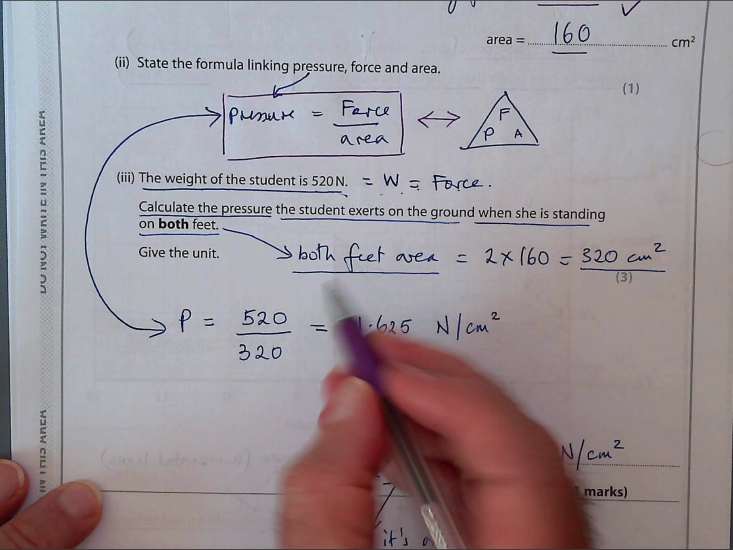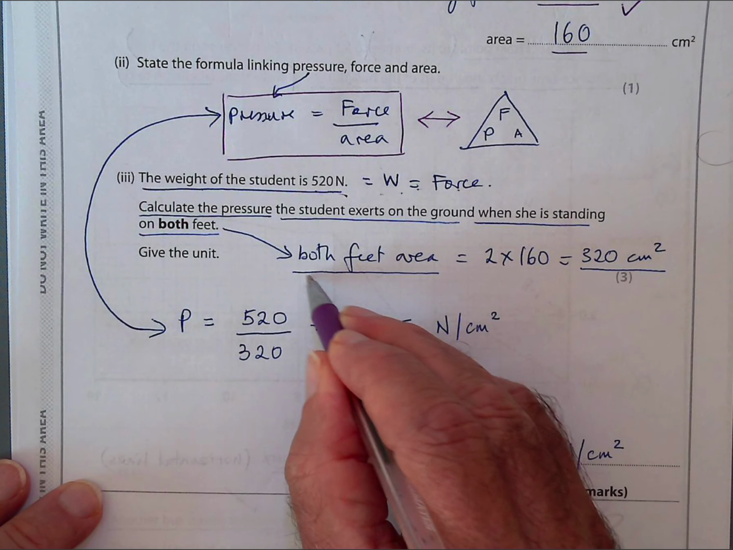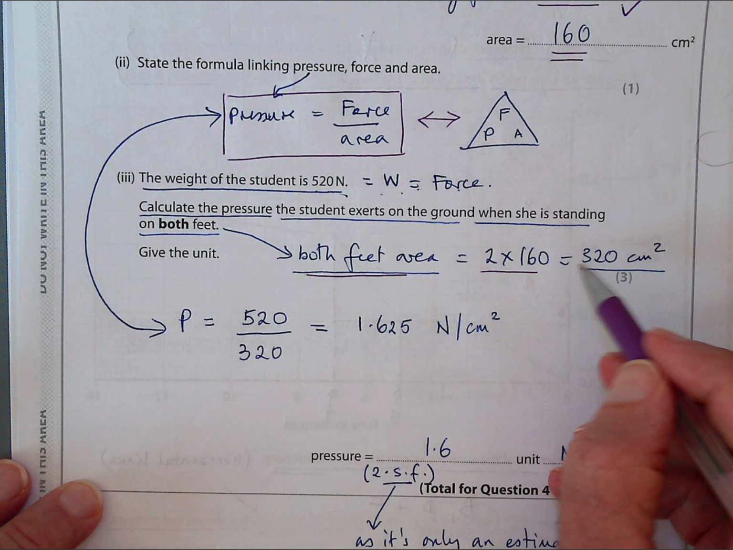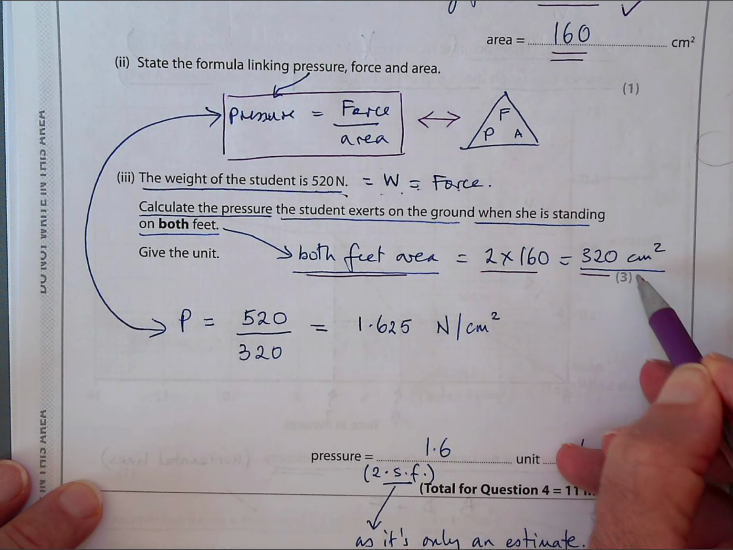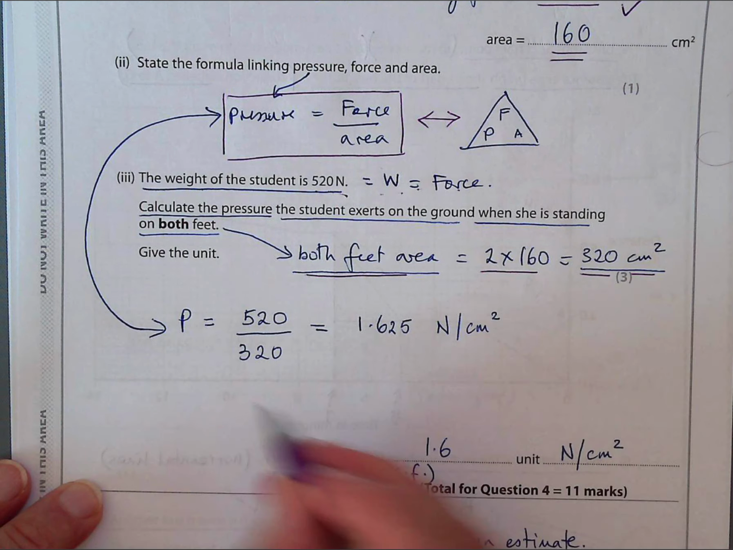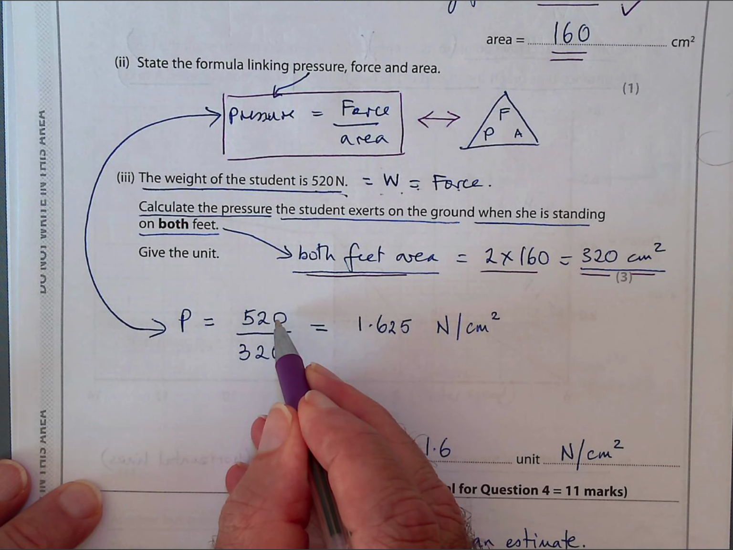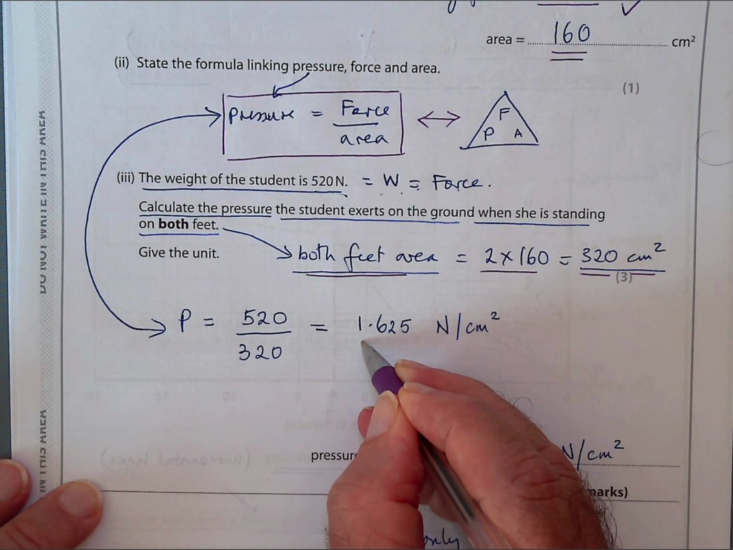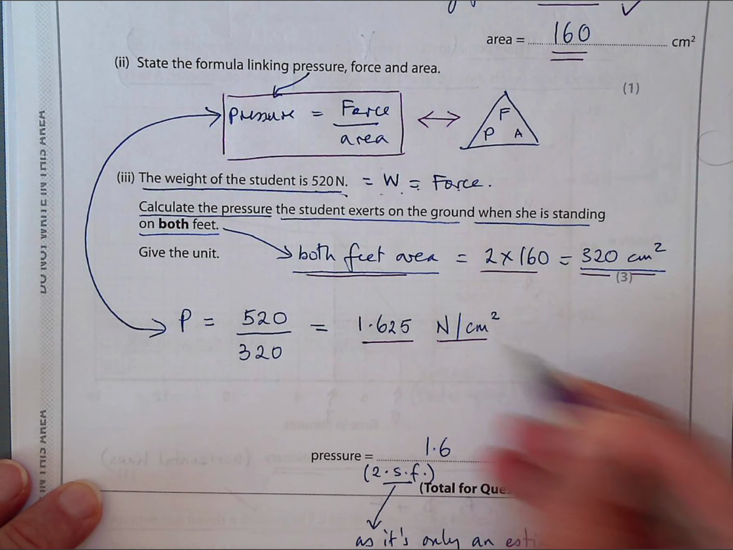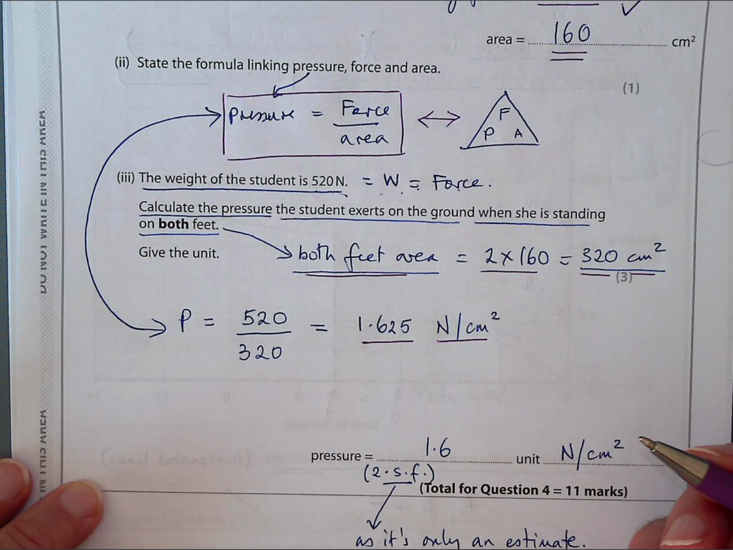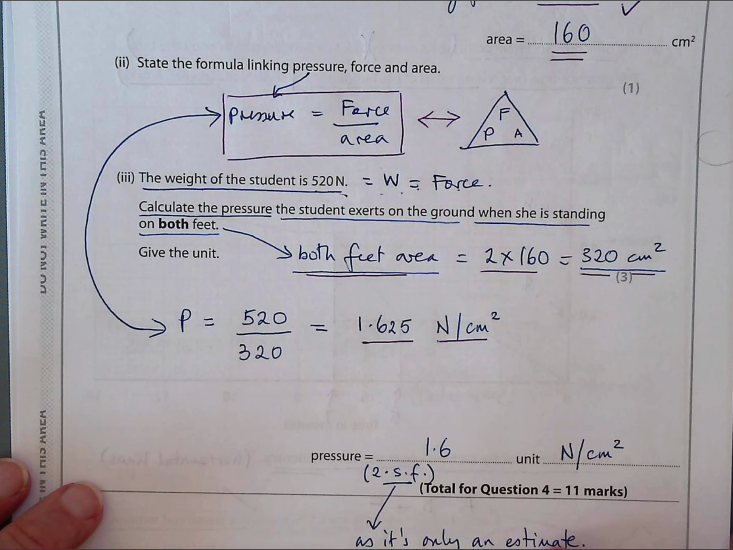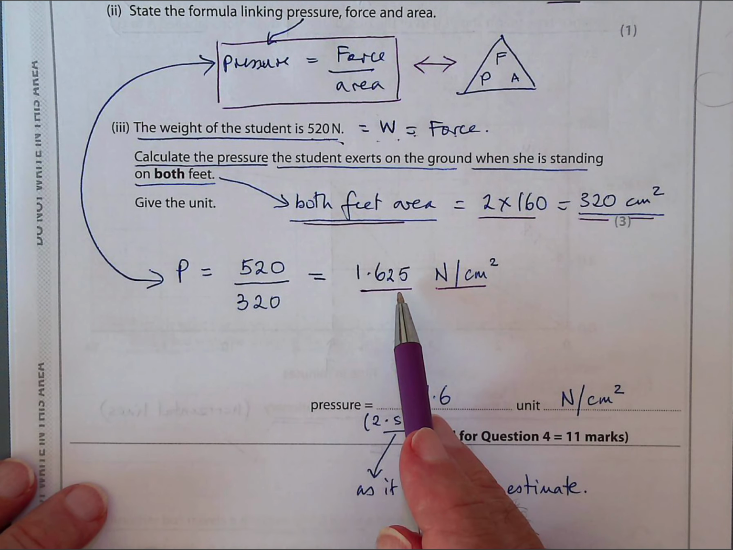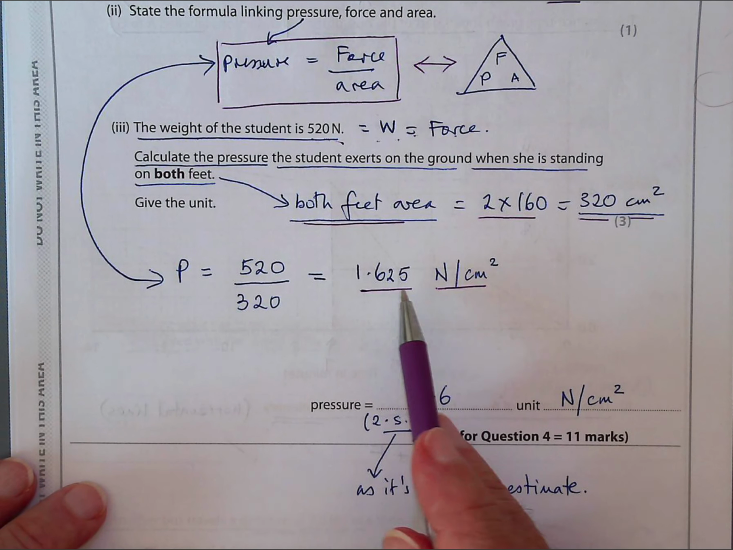Well, assuming her 2 feet are the same shape, then you multiply the 160 from here by 2, so that gives you a total area of 320 centimeters squared. The pressure is then 520 newtons, divided by 320 centimeters squared, which gives you a value of 1.625 newtons per centimeter squared. I then put my answer to only 2 significant figures, because I don't think with the estimate that we've made we can be that accurate.